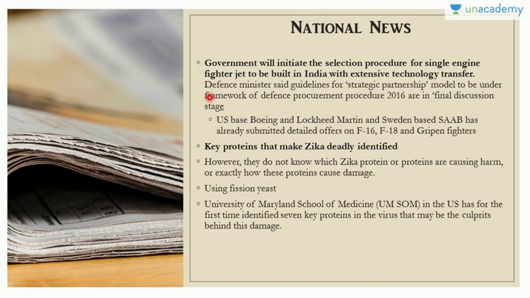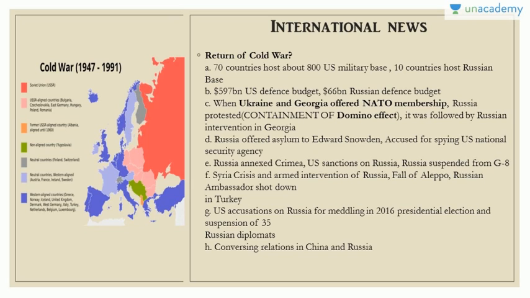And a crucial piece of information about the key protein that makes the Zika virus deadly has been identified by the University of Maryland School of Medicine. However, they still are not sure which Zika protein or proteins are causing harm, or exactly how these proteins cause damage. They did this identification using fission yeast, which is used in a lot of different scientific experiments and research. And for the first time they identified 7 key proteins in the virus that may be the culprits behind this damage as well. Now, the international page news.